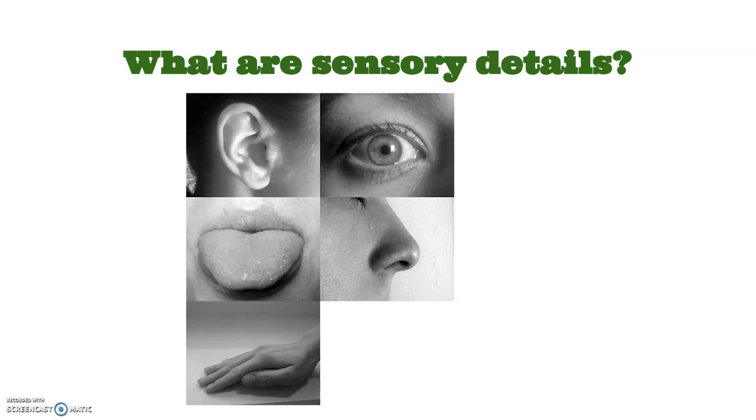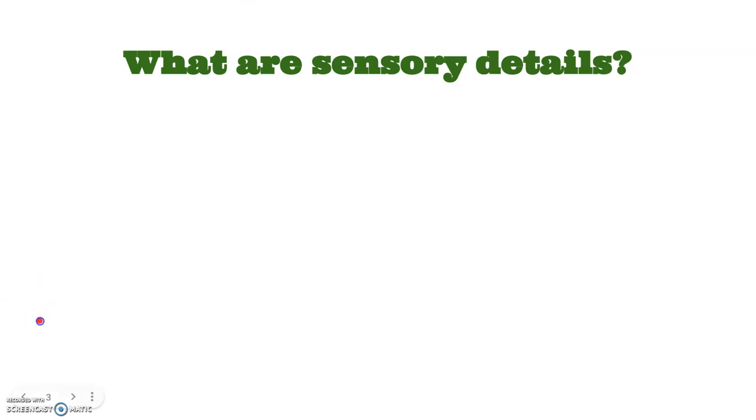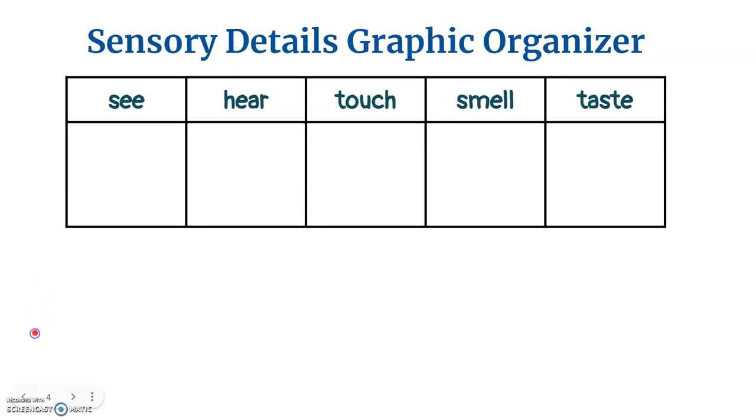Today, we are going to hear a story by Ralph Fletcher. He uses many different details in the story, Twilight Comes Twice. While you listen to the story, you are going to fill out this graphic organizer. You're going to jot down any sensory details that you notice in the text. Copy this graphic organizer on your whiteboard.